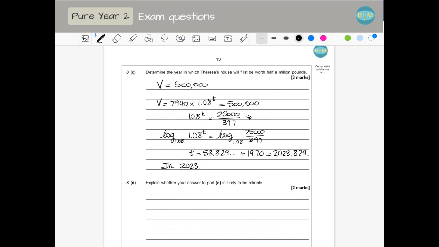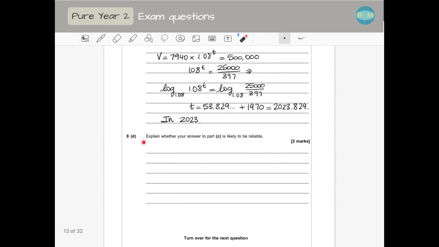Don't round up. So always, when you are rounding these types of values, think if it makes sense to round to the nearest number, or because of the question, it makes sense to round something different. Like this is the case on this one. And then explain whether your answer to part C is likely to be reliable. So it is 2 marks. So we are going to give a couple of reasons. One could be a more mathematical one.